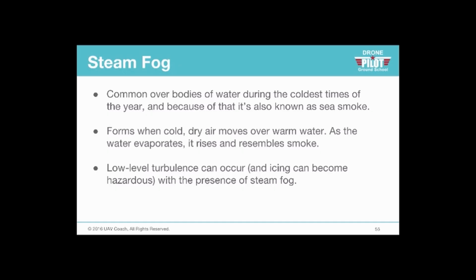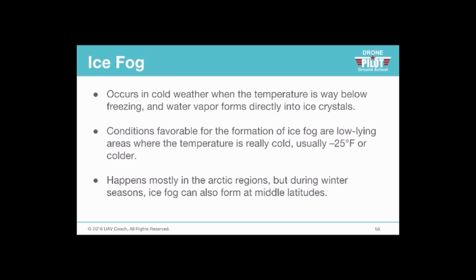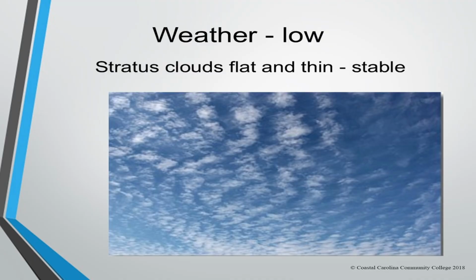Steam fog is common over bodies of water during the coldest times of the year. And because of that, it's also known as sea smoke. Steam fog forms when cold, dry air moves over warm water, and as the water evaporates, it rises and resembles smoke. Low-level turbulence can occur, and of course, icing can become very hazardous with the presence of steam fog. And speaking of ice, finally, there is ice fog, which occurs in cold weather when the temperature is way below freezing.